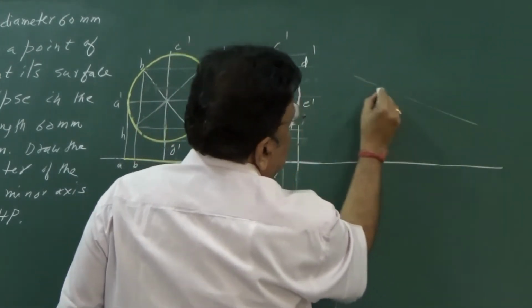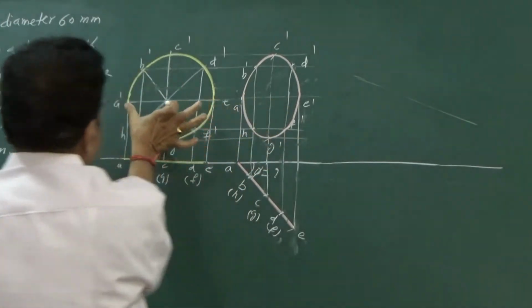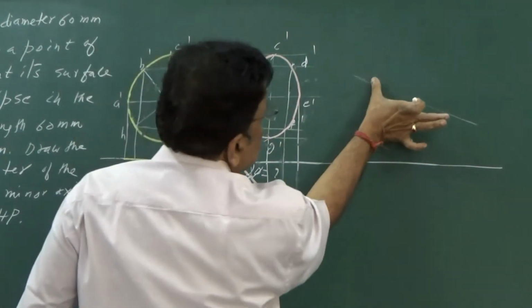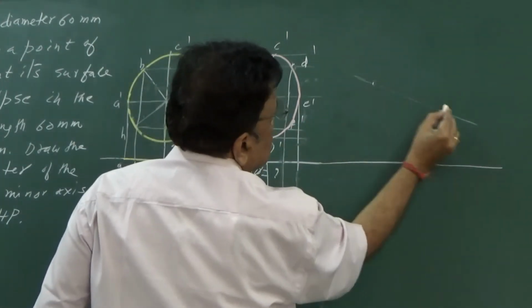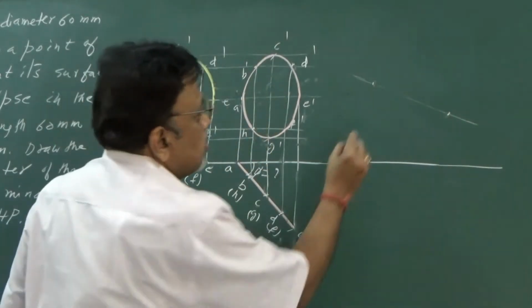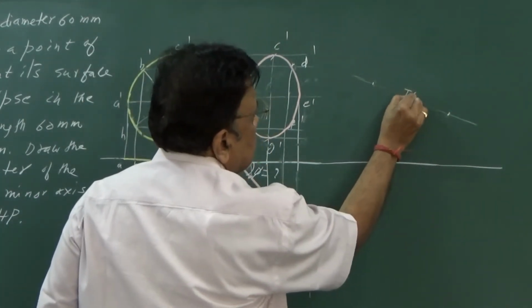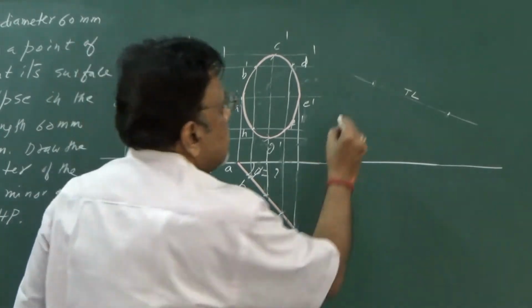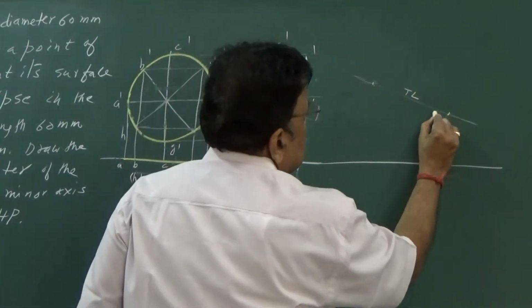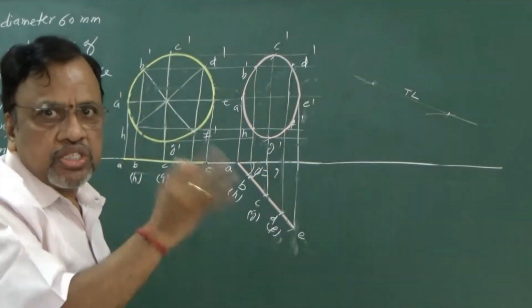This is a 30 degree line. Upon this 30 degree line I should take this true diameter. So this is nothing but TL. Anyway, this is a locus point, or locus line rather.